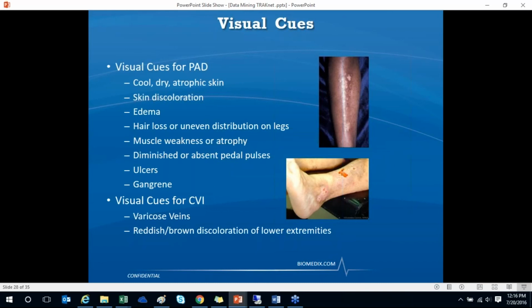Ulcers and gangrene are primary indications, and these patients should be scheduled immediately for a PADnet study. Patients with chronic venous insufficiency can present with varicose veins or reddish-brown discoloration of the lower extremities. You can also use your ring finger behind the patient's calf to palpate varicose veins that you might not be able to see.